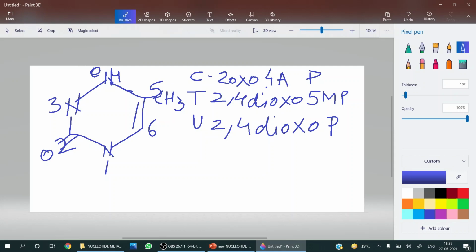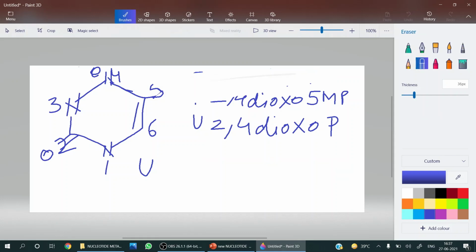And what about uracil? Uracil is 2,4-dioxo pyrimidine. The only thing you have to remove is the methyl group. So 2,4-dioxo pyrimidine is your uracil. This is the structure of uracil. So you can easily make these structures now. Now I will tell you how you will make the nucleosides.